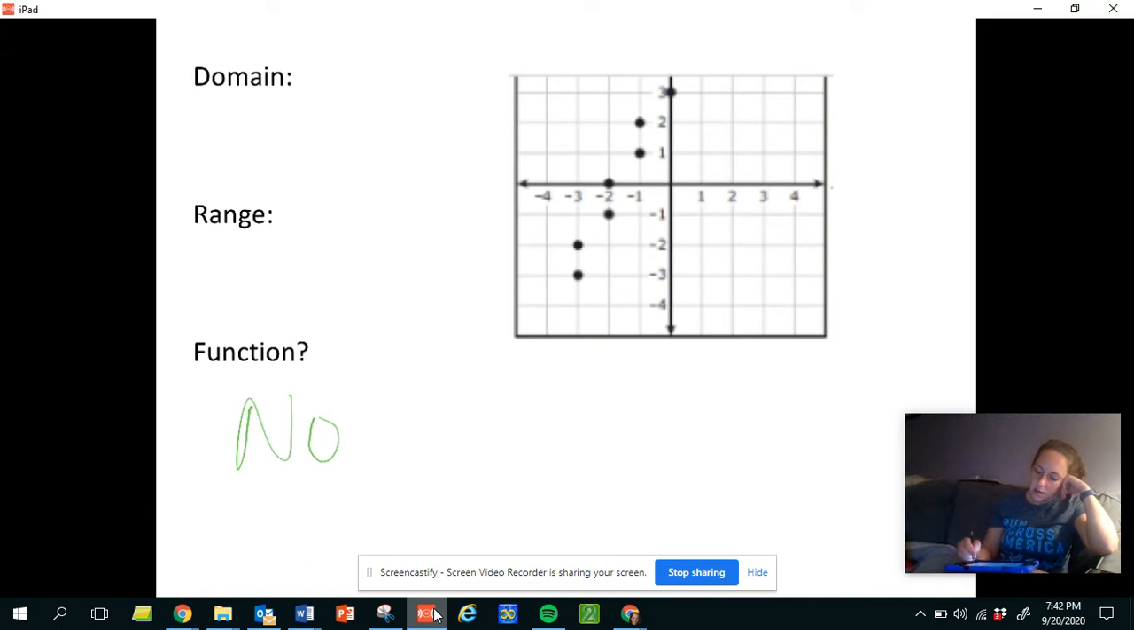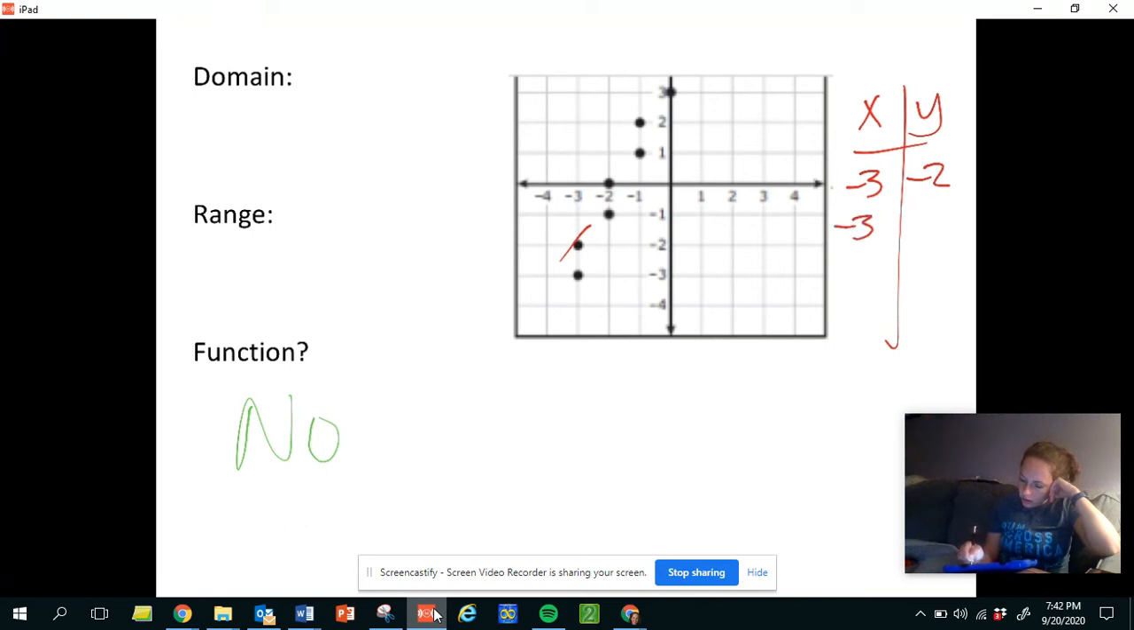And with dots, I'm going to make a table because my domain and range is just going to be a list of my x and y's. There's not really boundary points because I only have specific x's and y's for each point. So I have (-3, -2), (-3, -3), (-2, -1), (-2, 0), (-1, 1), and (-1, 2). So those are all my points.